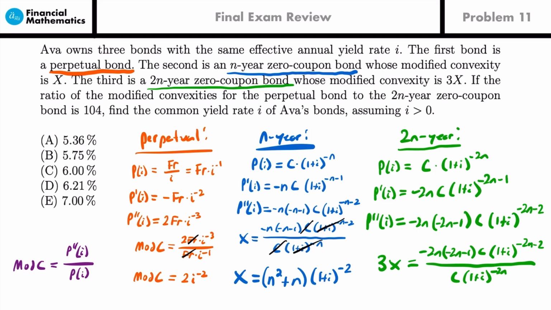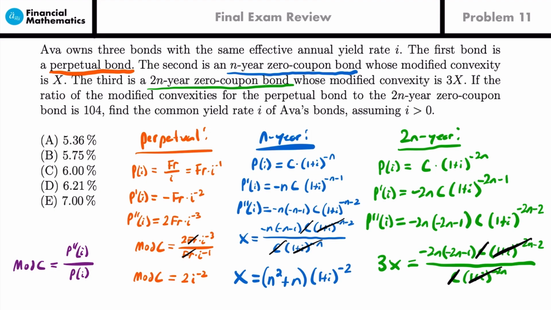Now, just like with the n-year zero coupon bond, we didn't know what the redemption value of the 2n-year zero coupon bond is, but it doesn't matter. It's going to get canceled out. It's in both the numerator and denominator of this calculation. So we can cross that out, and we also have a factor of (1 plus I) to the power of negative 2n that we can cancel out. So I'll cross those out. Just don't forget that we do still have a factor of (1 plus I) to the power of negative 2.